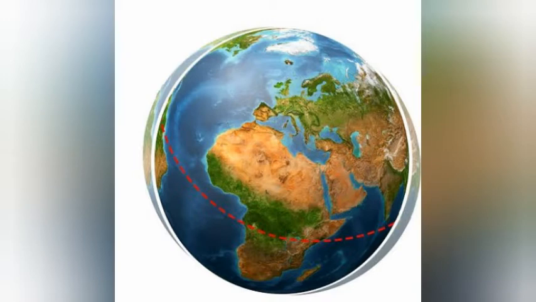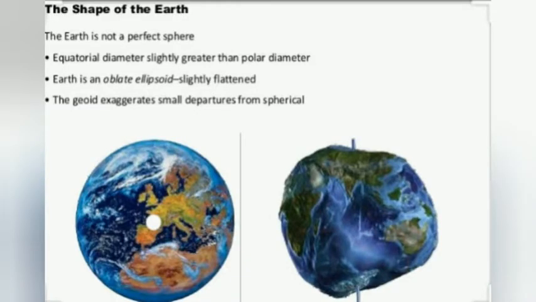The Earth is flattened at the poles and bulged at the equator. You can see the red dotted line, right? That dotted line is called the equator. It is slightly bulged, which means curved. It is a bulge at the equator, and at the poles it is flattened.